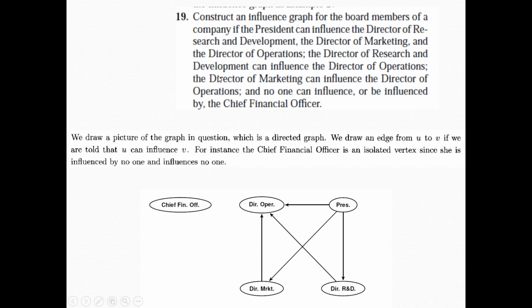Next. The director of research and development can influence the director of operations. So this is the director of research and development, and he or she can influence the director of operations. The director of marketing can influence the director of operations. So there we go. This edge represents this relation. And no one can influence or be influenced by the chief financial officer, and we have already discussed that this will be an isolated node. This is not connected to anyone, because the chief financial officer is not influenced by anyone and cannot influence someone else. So that is why you can see the isolated node here.